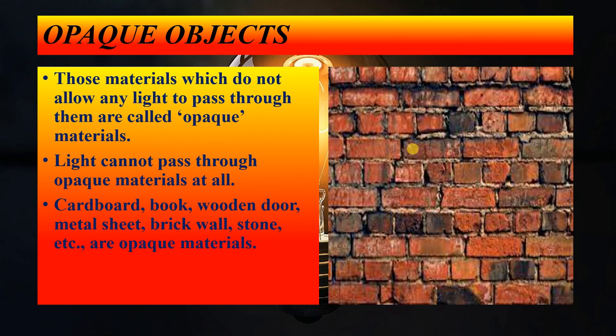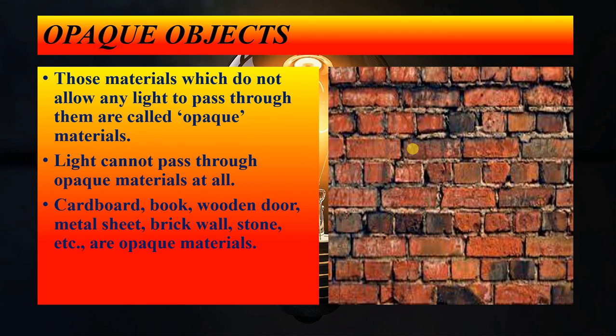Okay. Similarly, we cannot see anything through a wooden door. Why? Because the wooden door is an opaque object which does not allow any light to pass through it. Okay, so what can we conclude? We can conclude that if we cannot see through an object at all, it is not allowing any light to pass through it, and hence it is an opaque object.